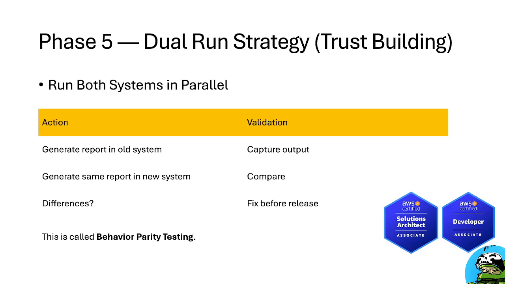Okay, so phase 5, the dual run strategy, trust building. I think we have to explore this also. So the action and the validation. Action is generate the report in the old system. Validation: capture the output, generate the same report in the new system, and compare the difference. I still have to research more on this dual run strategy. I also encountered this while exploring more on BDD, where ATDD and dual run strategy are discussed. So we have to explore it more.